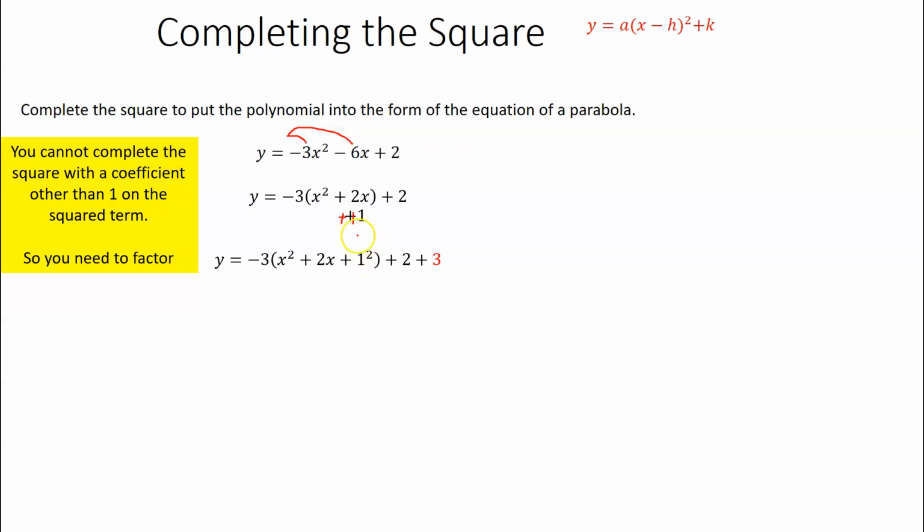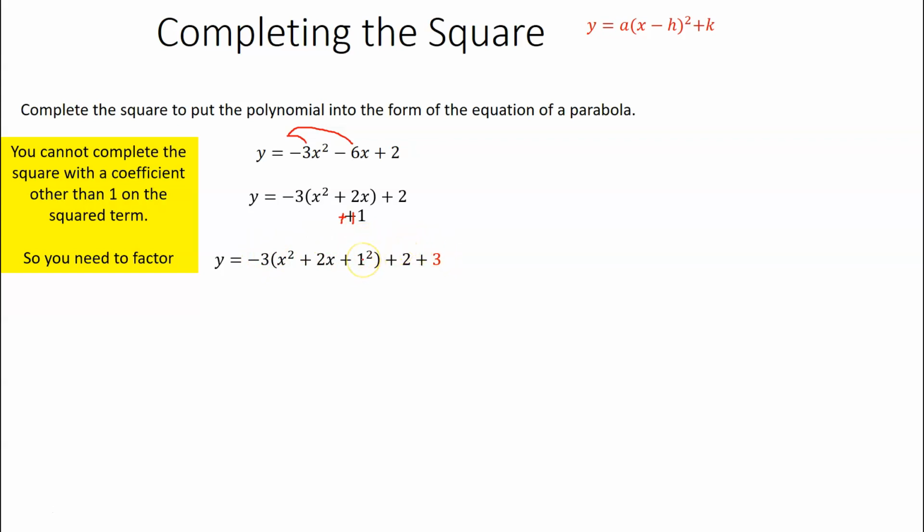Now realize I just threw a number into my equation out of thin air. I just looked at it, said, this is what I'm going to do, and I plugged it in. Well, I hope that your math instincts were screaming that you should not do that. And you're right, you can't just do that unless you balance out the fact that you just threw a number into the equation. Now, if this negative 3 wasn't here, I would say, hey, we just added 1, so let's subtract 1.